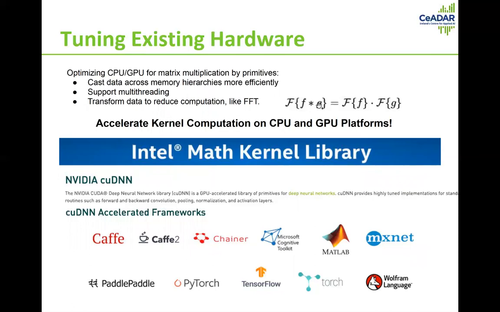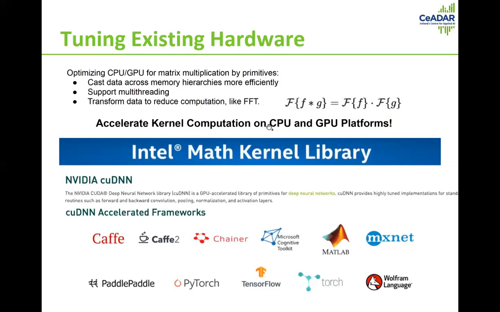So the convolution of two functions, if you take a fast Fourier transform of these, is actually the fast Fourier transforms of the individual functions multiplied with each other. What this means is that instead of doing the whole convolution operation, you can individually get the Fourier transforms of both these matrices and just do a simple multiplication instead of convolution to make things simple. So these are the kind of things that you can do on existing hardware.